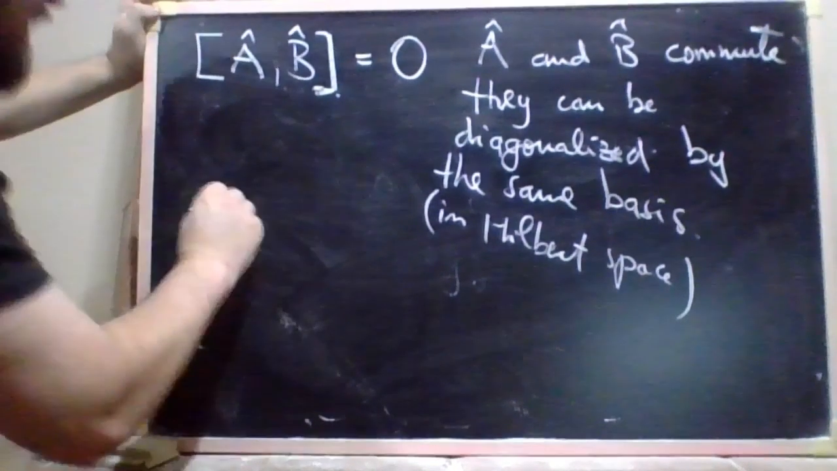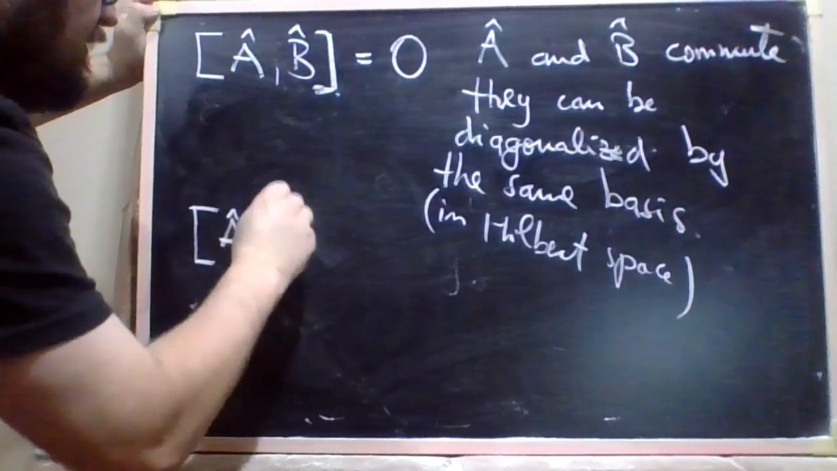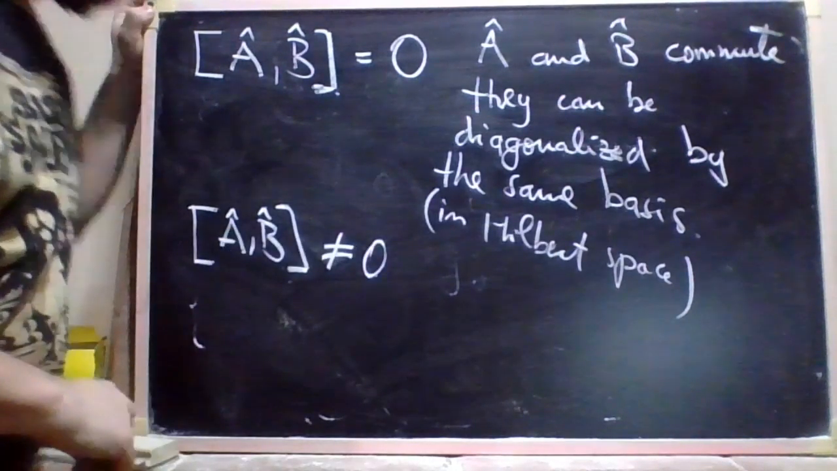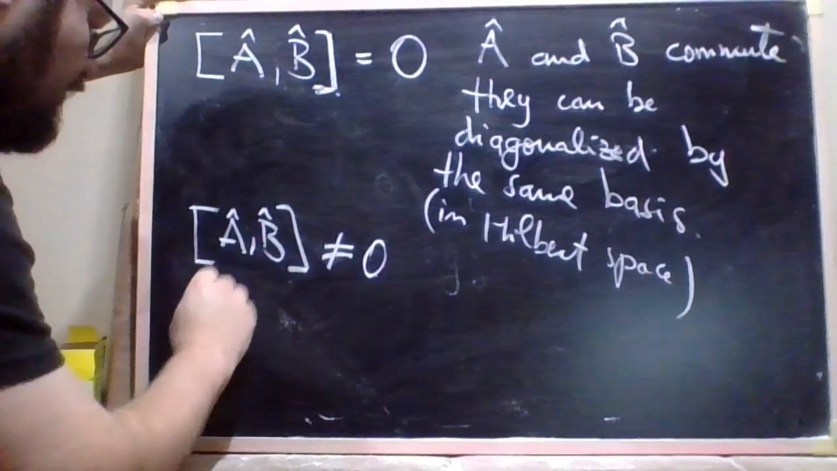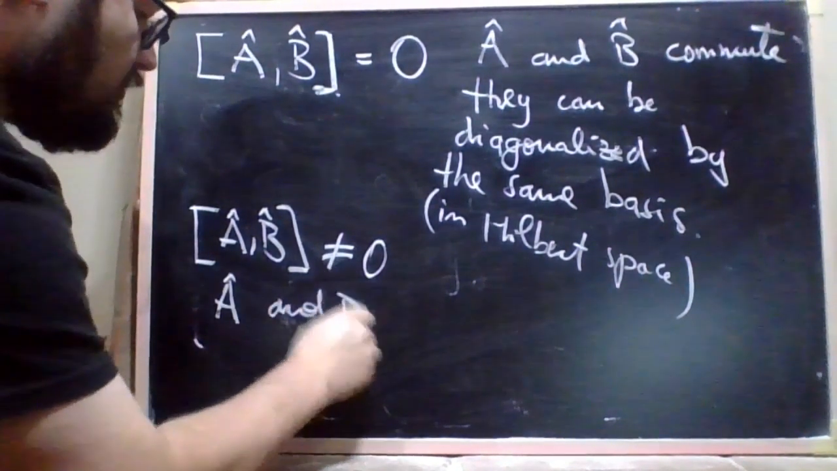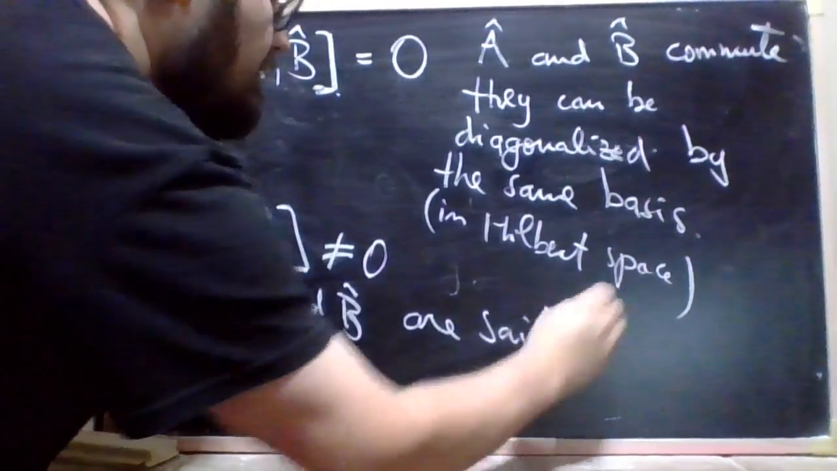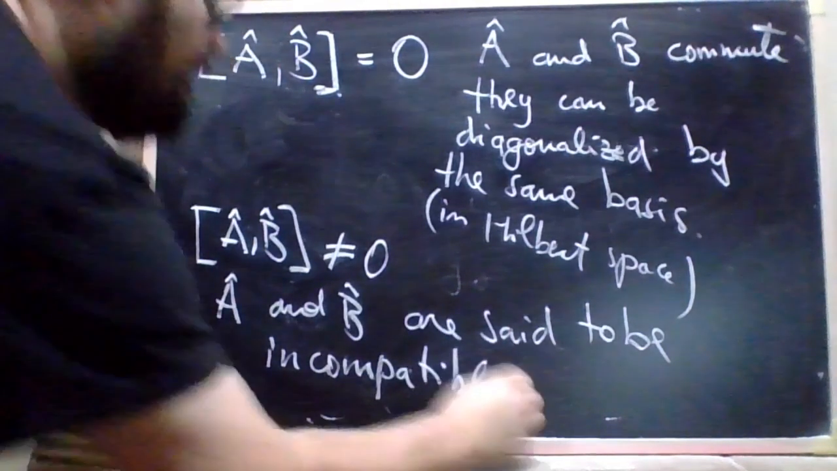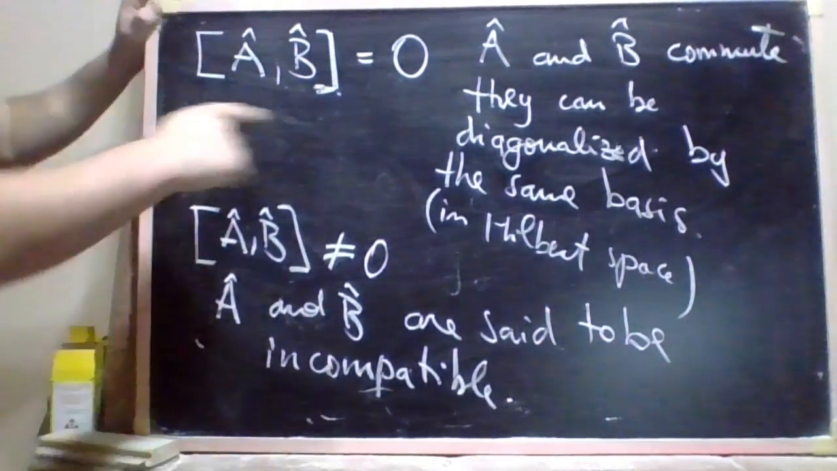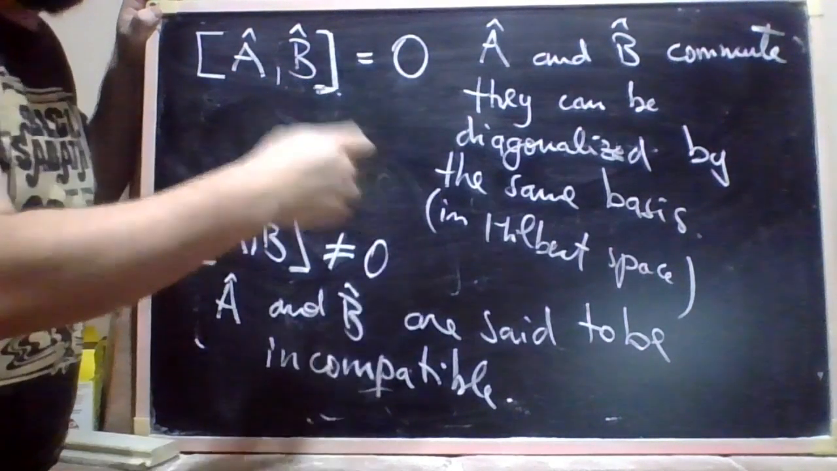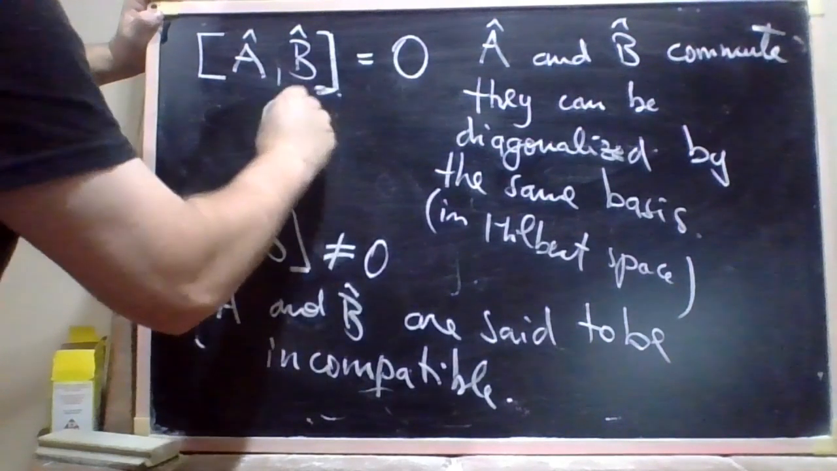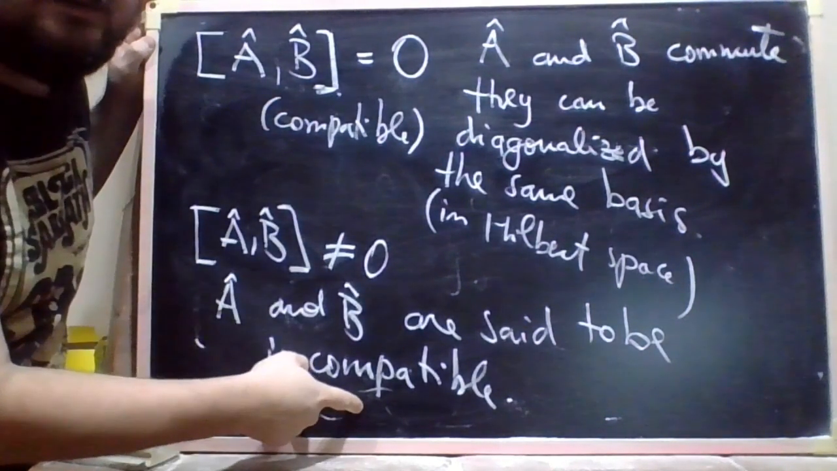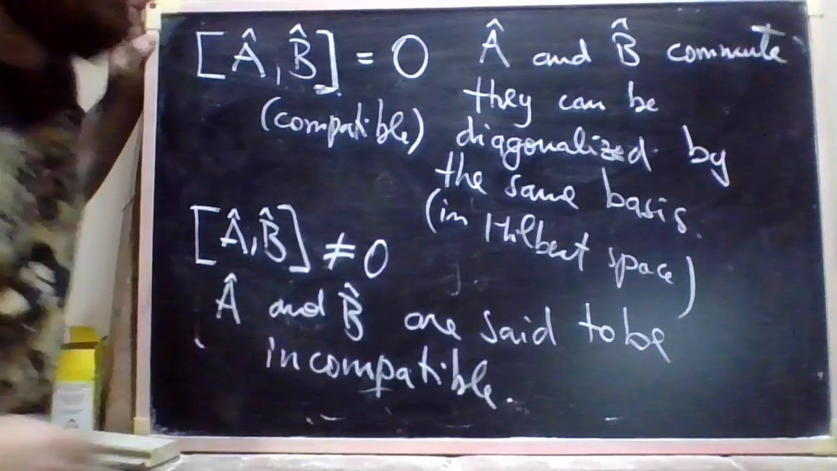But if the commutator of A and B is distinct from zero, the result is a non-vanishing matrix. The observables A and B are said to be incompatible, right? Incompatible. If you have zero, they are said to be compatible, right? If this is the case, compatible. If this is the case, incompatible, or non-commuting operators also, you can say.